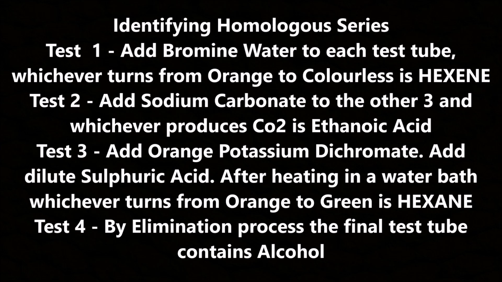Test 3 is you add orange potassium dichromate and add dilute sulfuric acid, and after heating in a water bath, whichever turns from orange to green is hexane. Notice the ANE. And by the elimination process, therefore, you must conclude that the final test tube contains alcohol. This could be a 6-mark question.